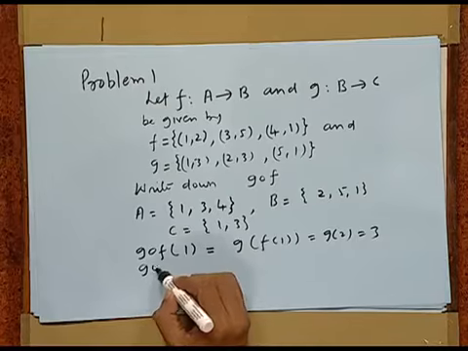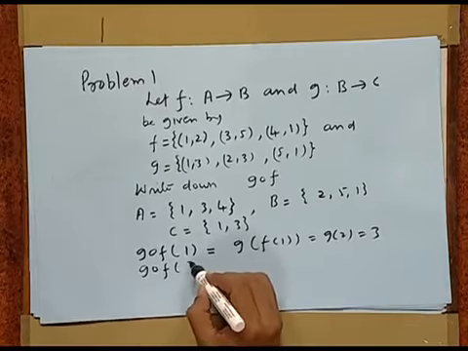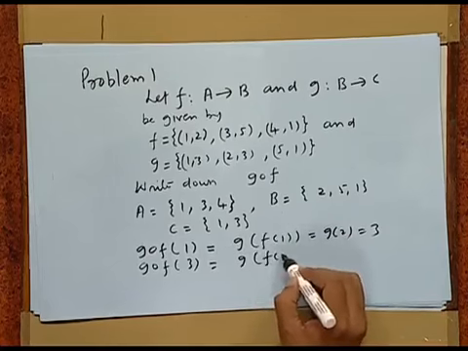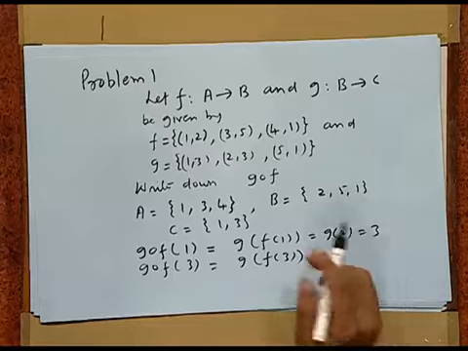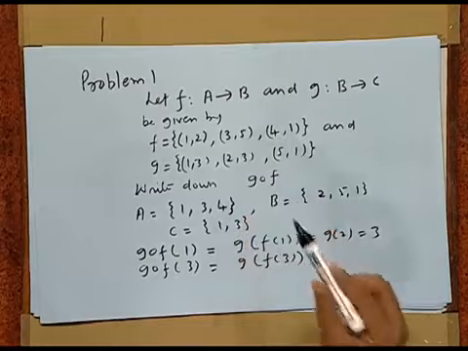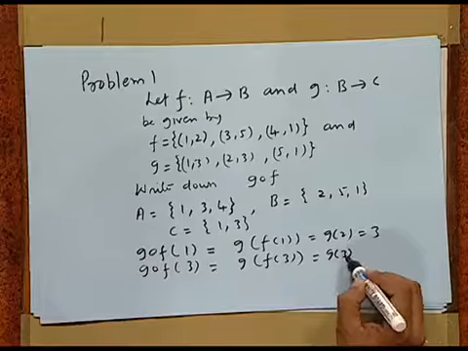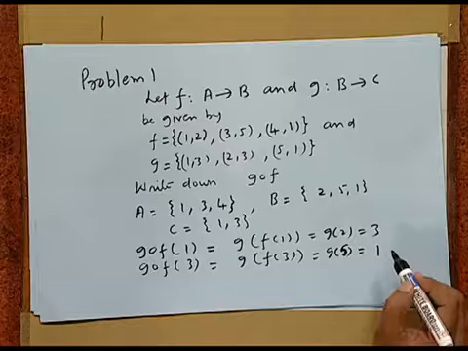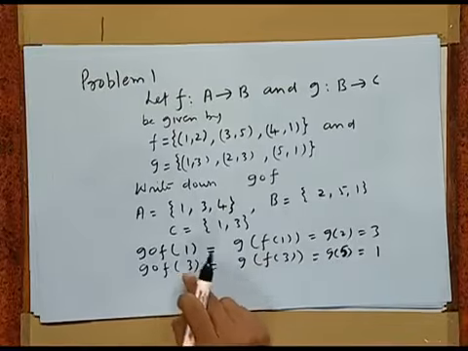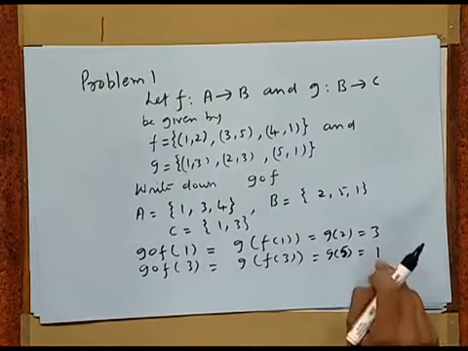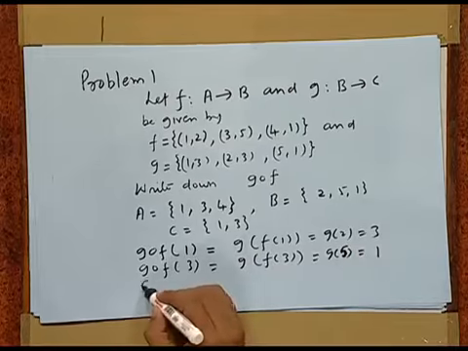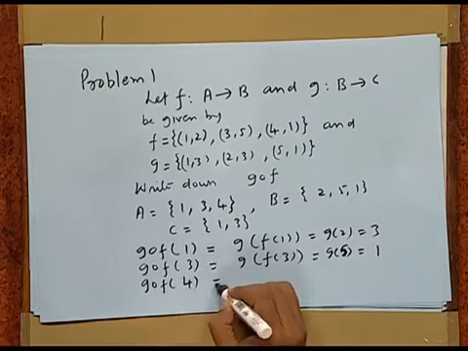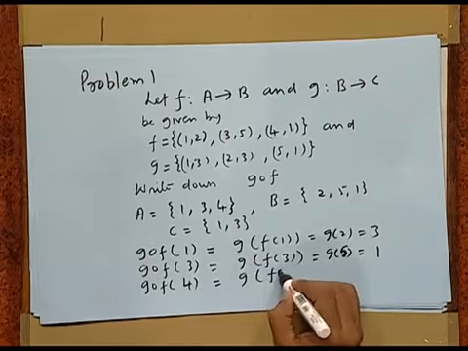Again GOF of 3. This is G of f of 3. But f of 3 is 5. So we get G of 5, and G of 5 is 1. It means GOF of 3 is ultimately 1. Finally, we want GOF of 4, that is G of f of 4.